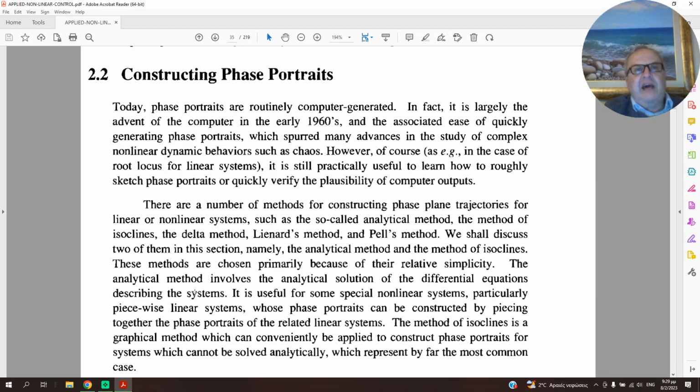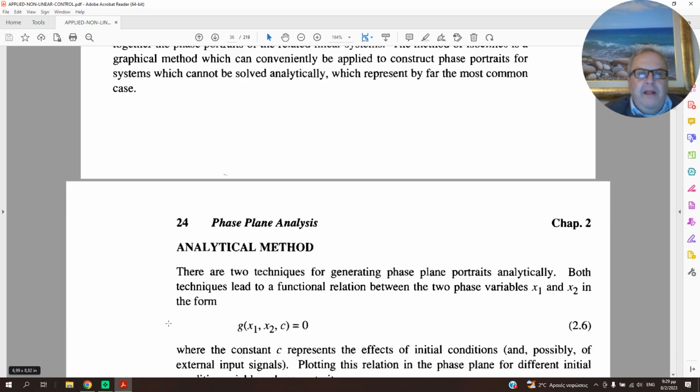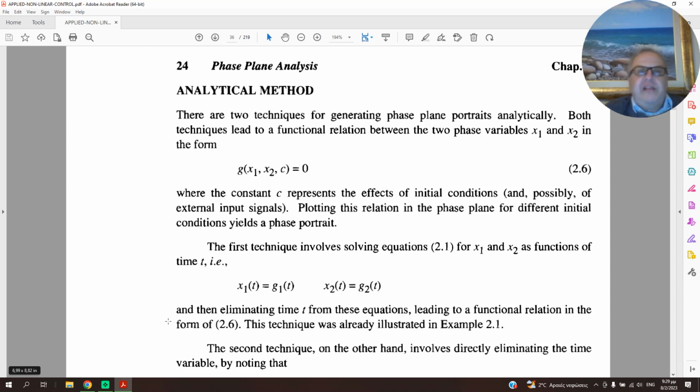How can we construct a phase portrait now? Today, phase portraits are routinely computer generated. In fact, it is largely the advent of the computer in the early 60s and the associated ease of quickly generating phase portraits which spurred many advances in the study of complex nonlinear dynamic behaviors such as chaos. However, it is still practically useful to learn how to roughly sketch phase portraits or quickly verify the validity of computer outputs.